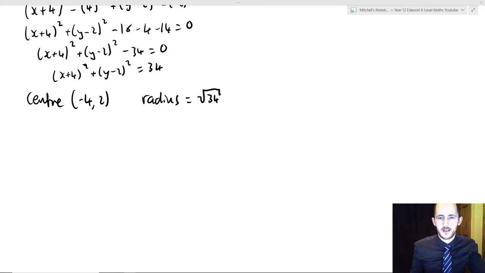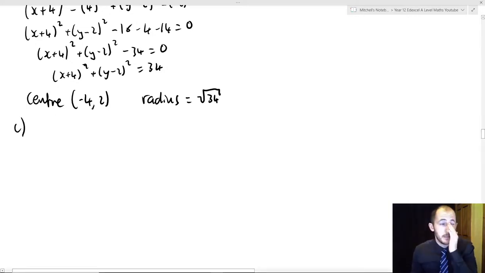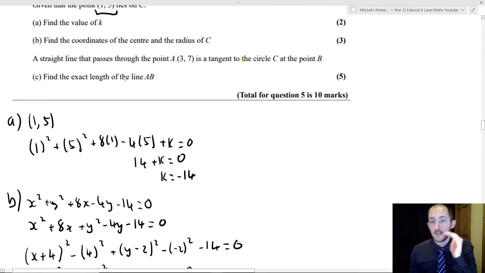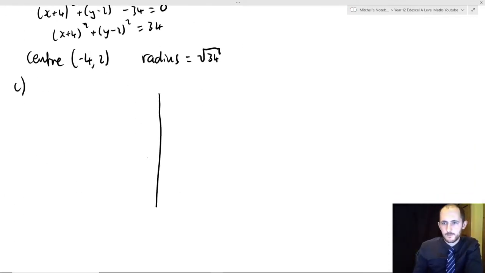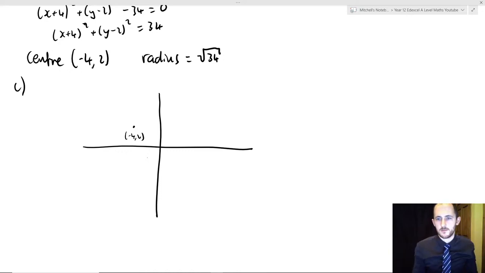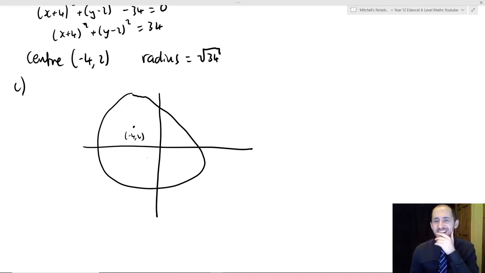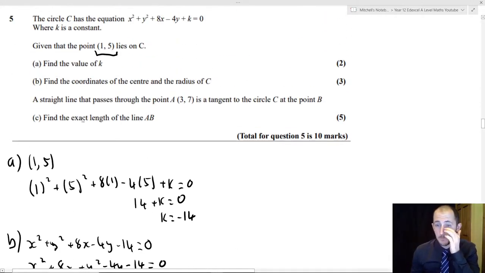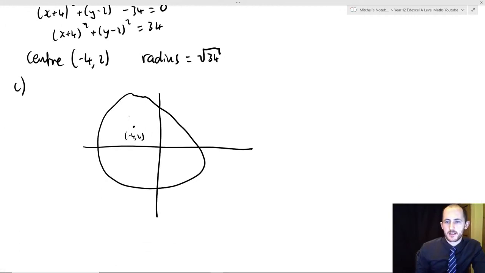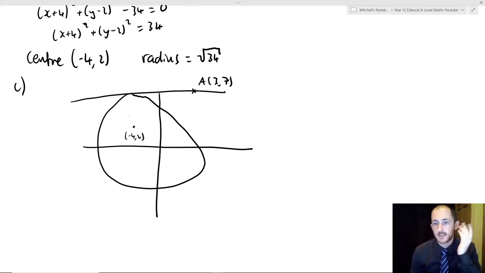Now for part C, they give us a slightly interesting question. Again, I use the term interesting very weakly. Let's sketch this out first, right? I'll try and draw it pretty big because we're going to need something pretty big. So (-4, 2) is... Now I want to try and draw this relatively large, so... Oh, what a circle. Okay, interesting. I'm great at this. A straight line that passes through the point A, which is (3, 7), is a tangent to the circle. So, we have some tangent, let's say, going like this. And it passes through the point A, which is (3, 7). We don't know where it touches.